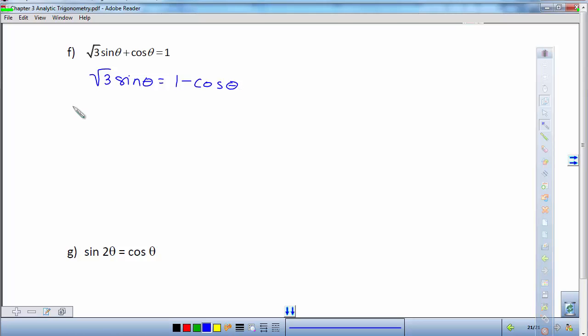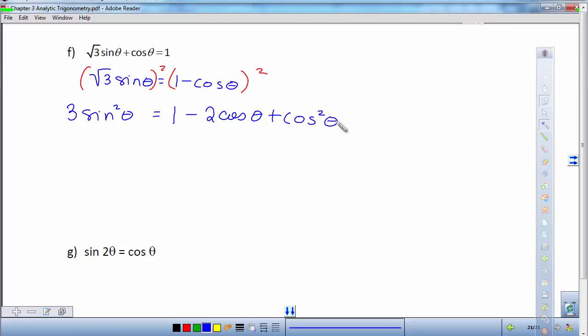So on the left side, we get 3 sine squared theta. And on this right side, I get what? I'm squaring both sides. 1 minus 2 cosine theta plus cosine squared theta. Right? If you go and do FOIL, that's what you would get. Or if you know the pattern, this is what we would get. Okay?